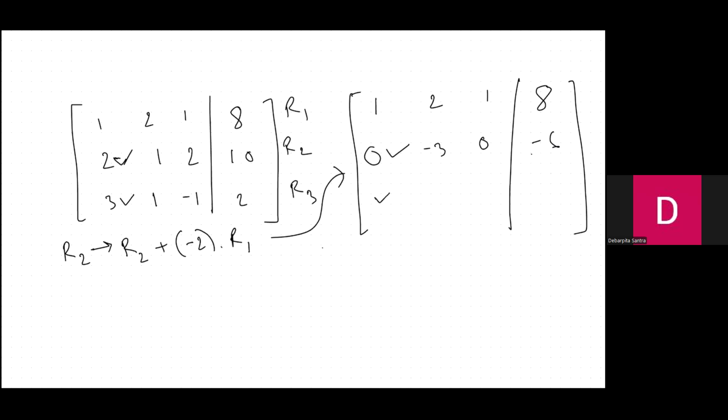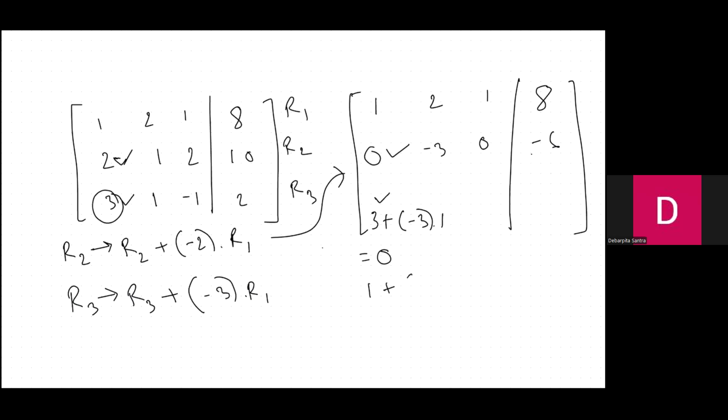But here we see that there is 3. So what row operation do we have to find out? Similar row operation. So R3 is equal to R3 plus, this is 3, so we write minus 3 into R1. Why are we taking R1 each time? Because that is 1. So this position will become 3 plus minus 3 into R1, that means 1. So it is 0. The next value 1 plus minus 3 into 2. So that becomes minus 6 plus 1, that becomes minus 5.